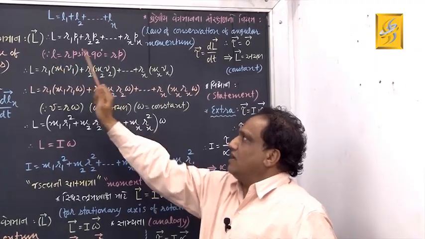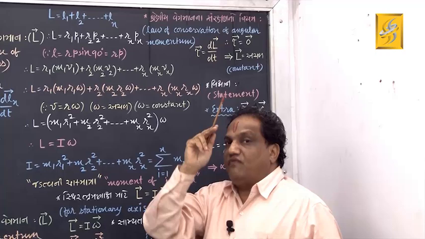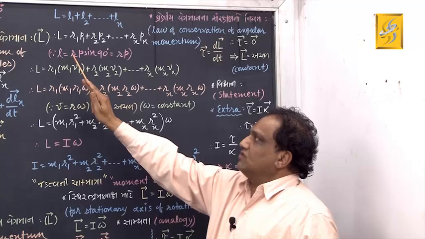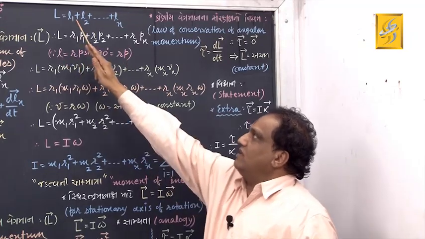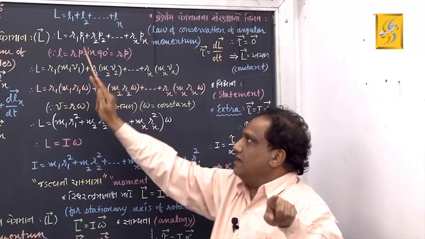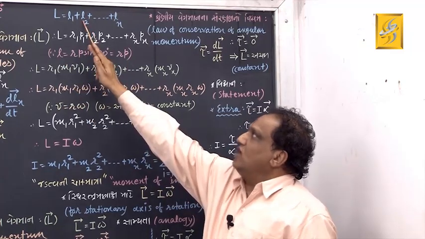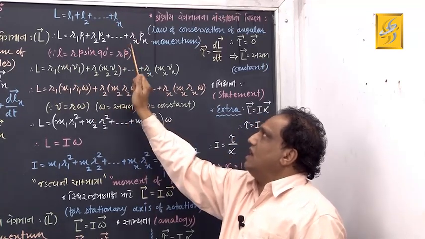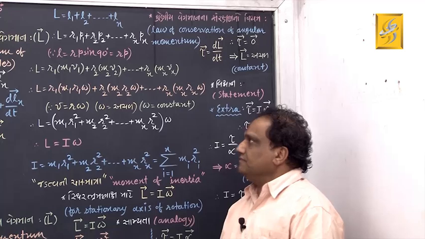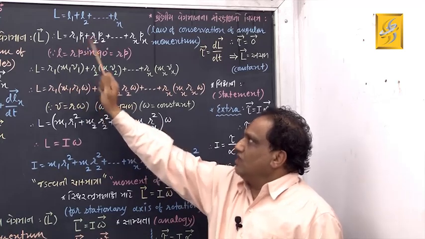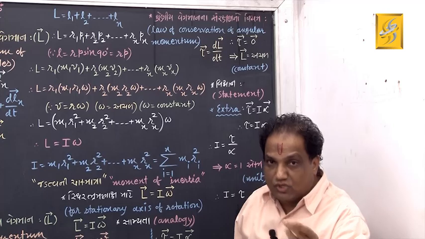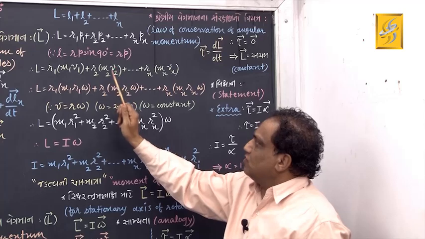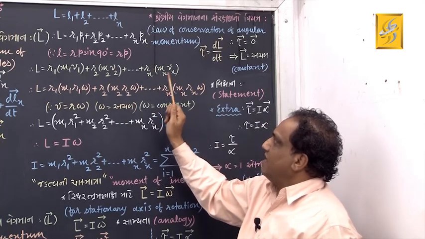So wherever it is L, you can write r into p, but when you are talking about the first particle, you should write here L1, and then here r1 into p1. That's why L1 equals r1 p1. Similarly, L2 will be equal to r2 p2. What about Ln? It will be rn into pn. Right? Fine. r1 as it is. What is p? p equals m into v. For the first particle, p1 equals m1 v1. p2 equals m2 v2, and for the last particle, pn equals mn vn.